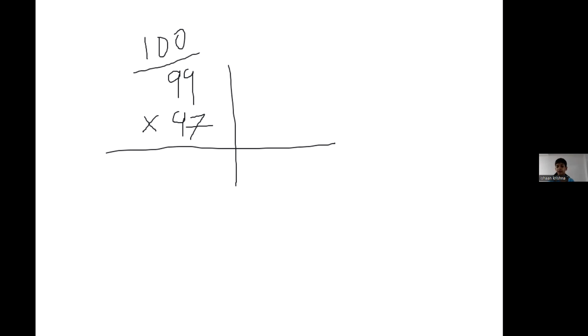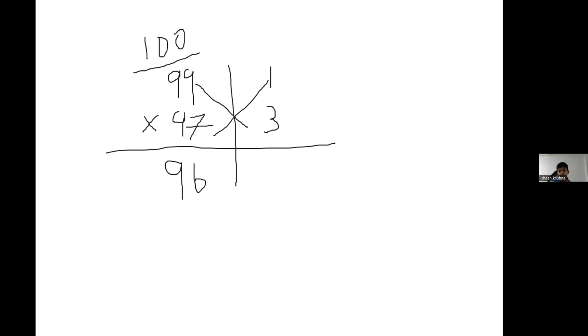So now, why have I made this column? So that we can subtract these and then keep it over here. Here also we subtract it and keep it over here. So 100 minus 99 is 1. And then 100 minus 97 is 3. Now, we subtract either side. 97 minus 1 is 96, and 99 minus 3 is 96, which are the same answers. So, we write 96 over here.